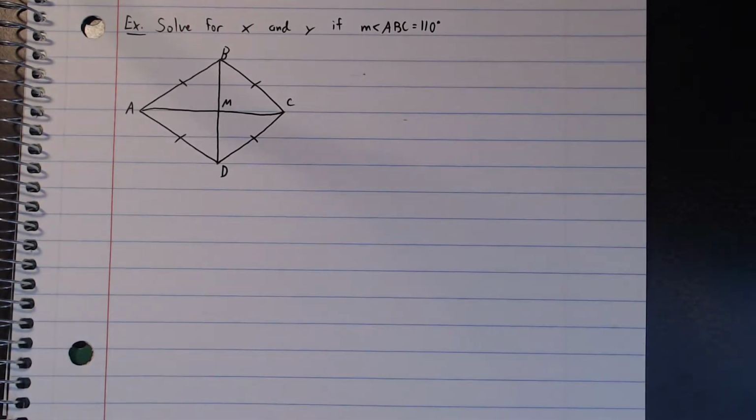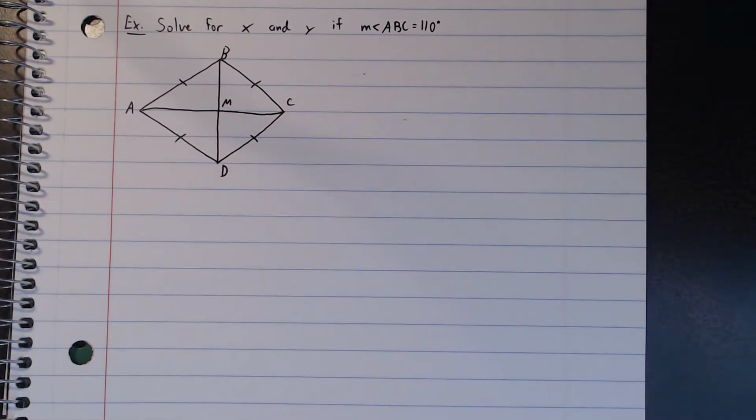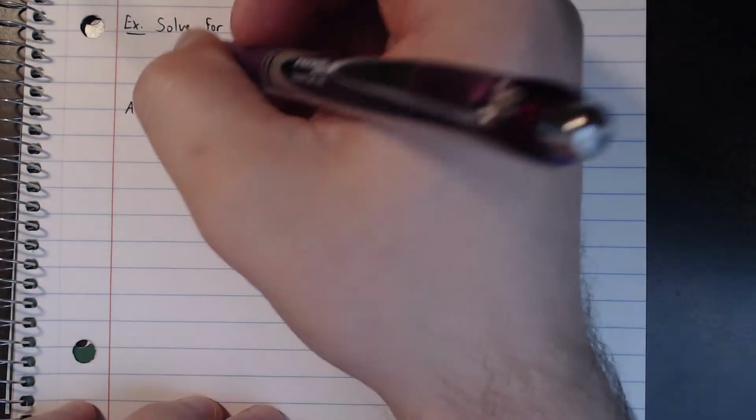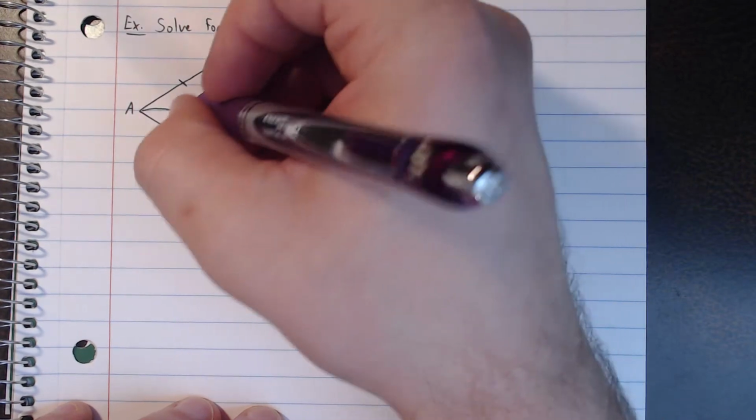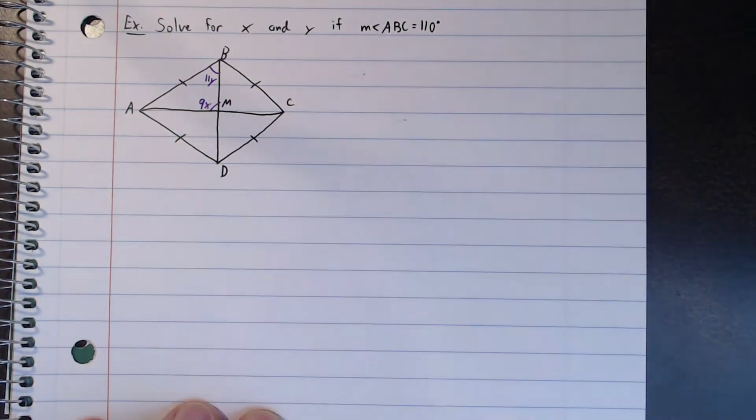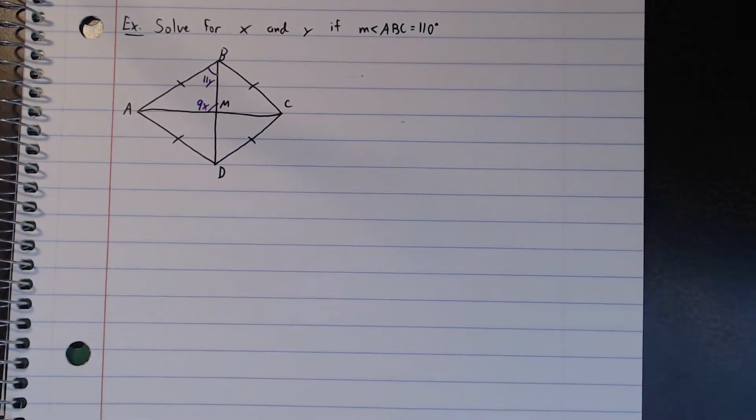They tell us that we need to solve for x and y, and they tell us the measure of angle ABC is 110 degrees. I goofed a little bit, guys, huh? I forgot to put x and y in the problem. Here's y, 11y, and here's x, 9x. So I'm sorry about that. Why don't you try it now that you have the variables there, and resume when you're ready to check your solutions.